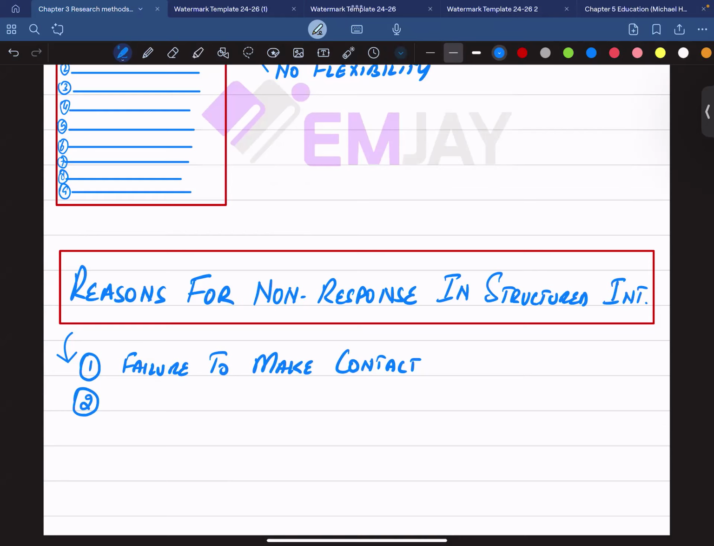Now, let's talk about a situation when the researcher was able to make contact, but for some reason the interview could not be conducted. So, in cases where, despite contact being made, the interview is not conducted for any reason, let's just say that particular day the respondent is not feeling the very best, is sick that day, the interview may not be conducted.